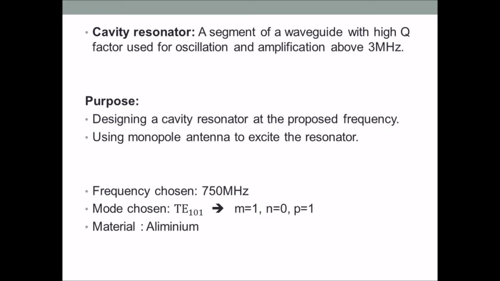In this project, I'll be using monopole antennas, one to excite the resonator and the other to observe the output signal. I have chosen the frequency as 750 MHz and the mode is chosen as TE101, which makes m and p 1 and n 0. I have used aluminum foil to cover the box and construct the conducting walls of the cavity resonator.